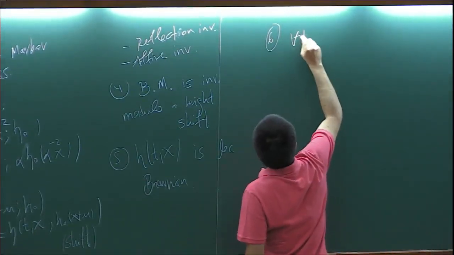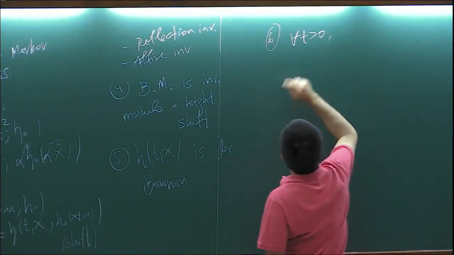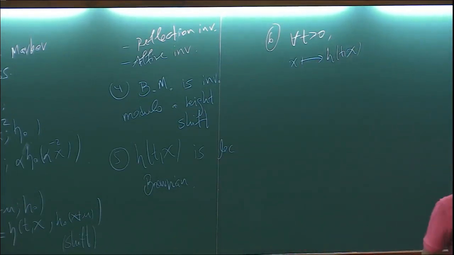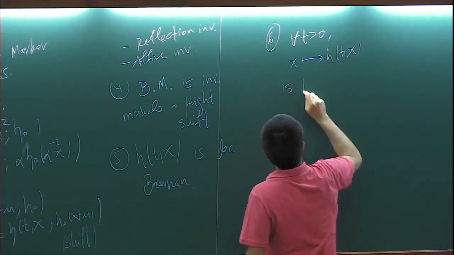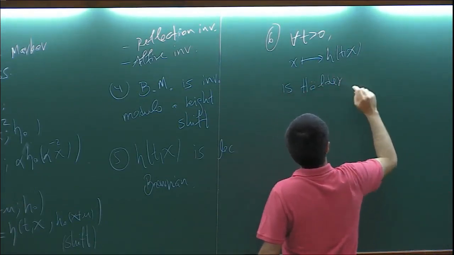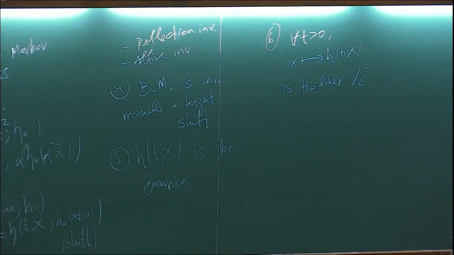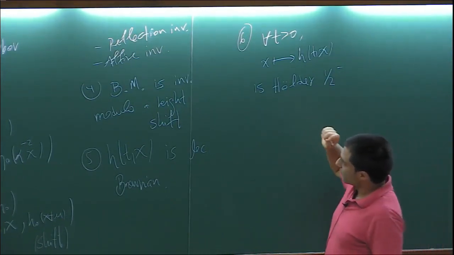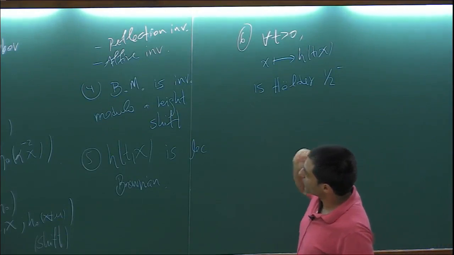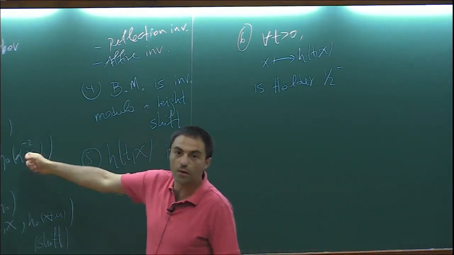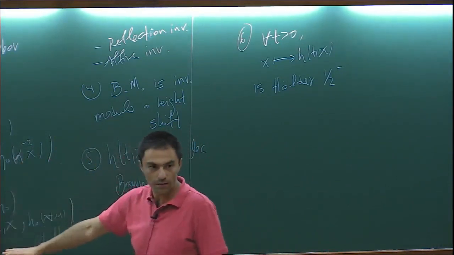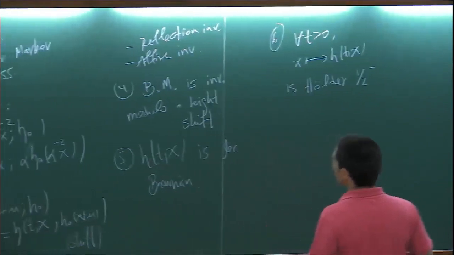So for every fixed positive t, the spatial mapping, x goes to h of t comma x, is Holder 1/2 minus. Okay, so it's Holder alpha for every alpha less than a half. This comes from taking the limit. So it essentially comes from TASEP if you want. This can be proved either from the formula or from TASEP, because this is also true from TASEP.